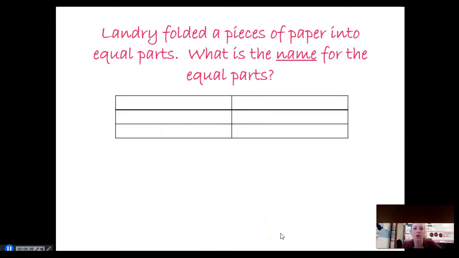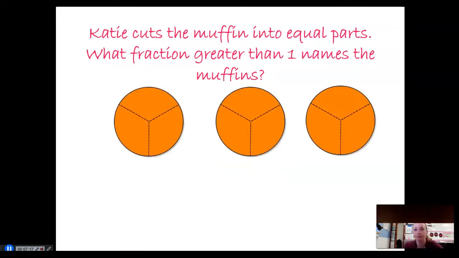All right. Landry folded pieces of paper into equal parts. What is the name for the equal parts? A name must be words. So what is the name of the equal parts? It did not say number. It did not say fraction. It says name. So what is the name of the equal parts? Well, you have to count the parts. I have 1, 2, 3, 4, 5, 6. What is the name of something with 6 equal parts? You should have written on your piece of paper or boards, sixths. All right, moving on.